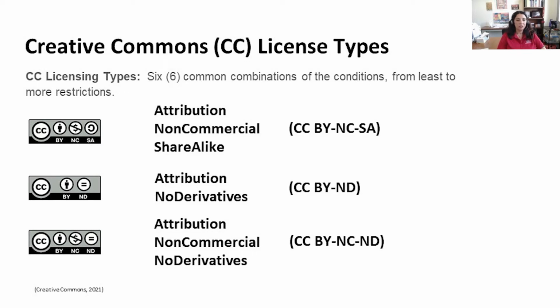Then the fifth one you've got is the Creative Commons BY no derivatives. So share it, attribute it, but you can't do anything too radically different with it. And then the most restrictive of all the Creative Commons licenses may be the CC BY NC ND. That is Creative Commons with attribution, non-commercial, and no derivatives.